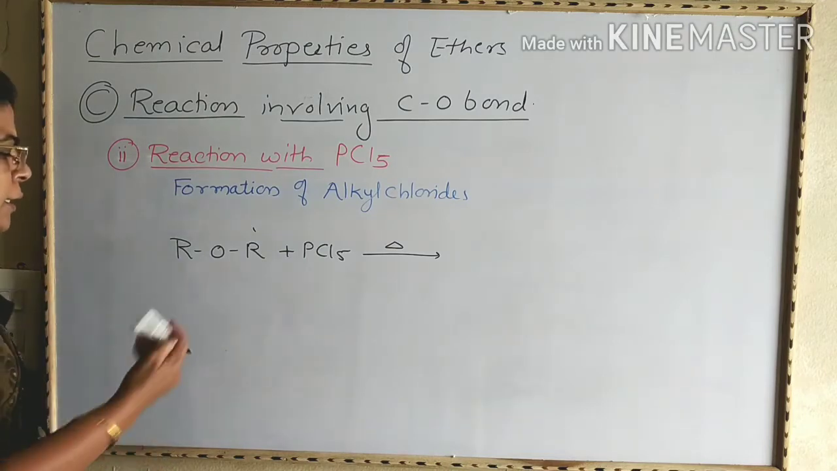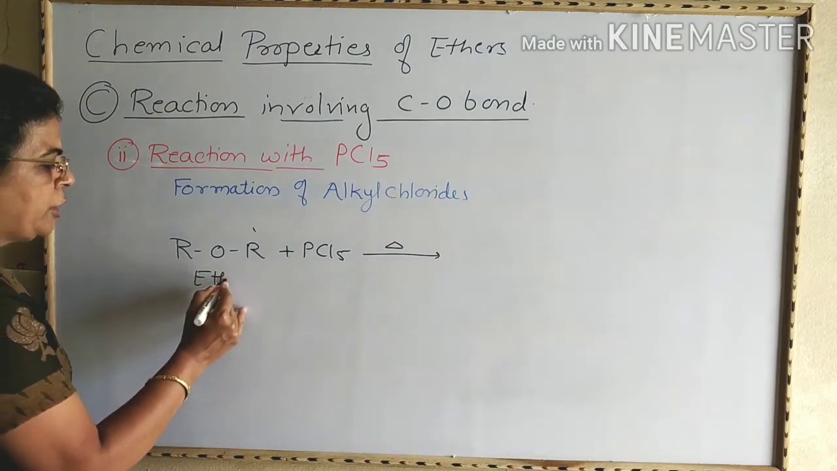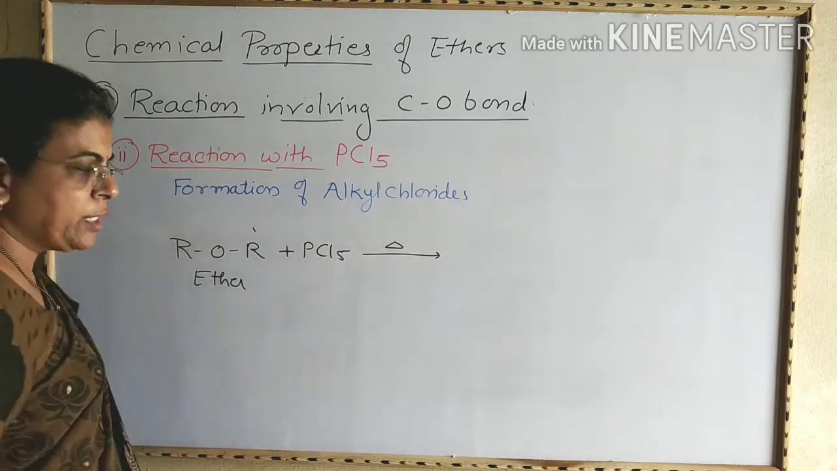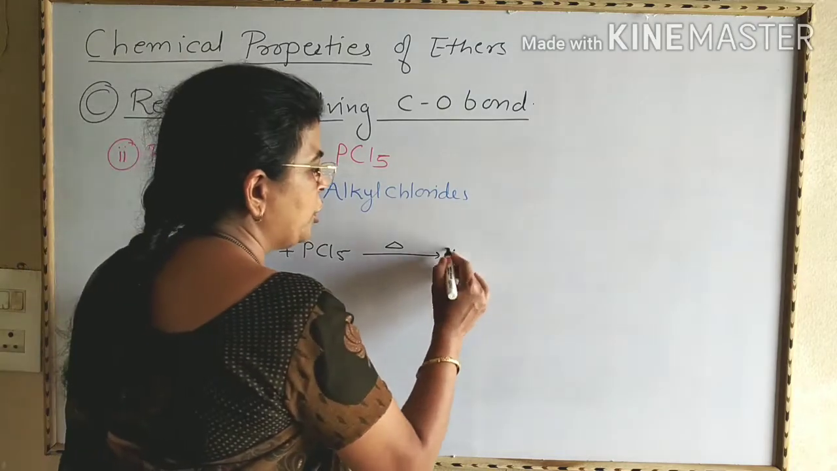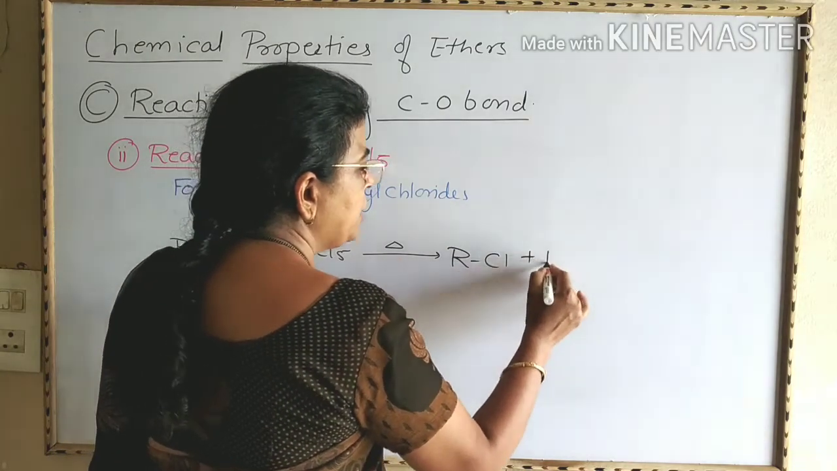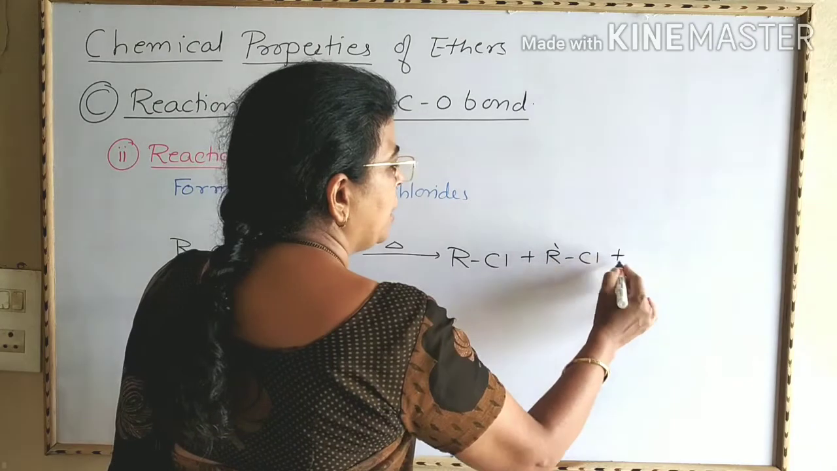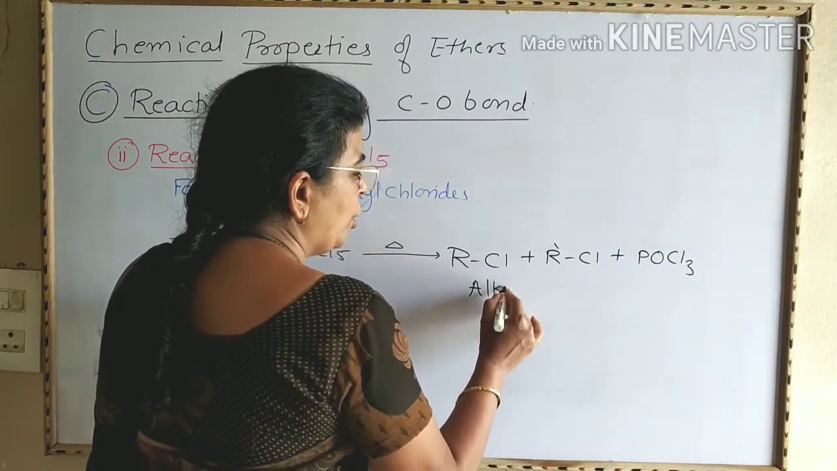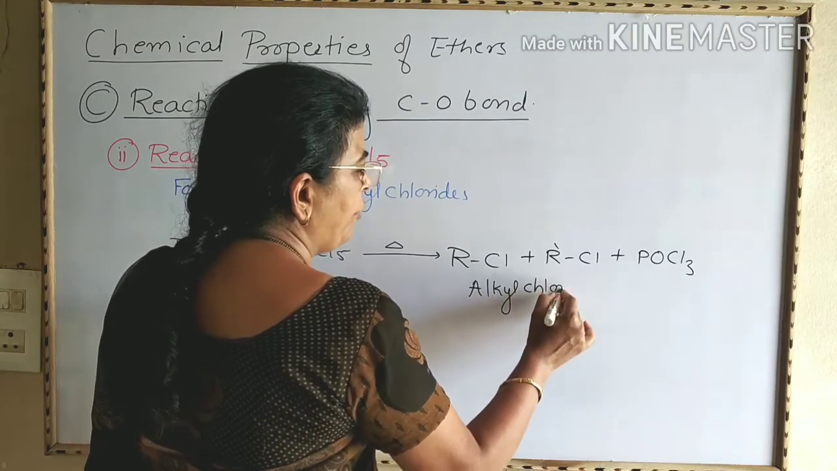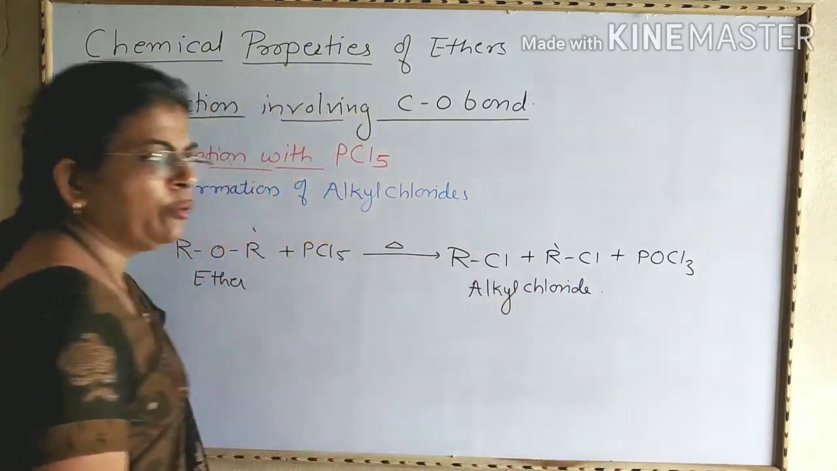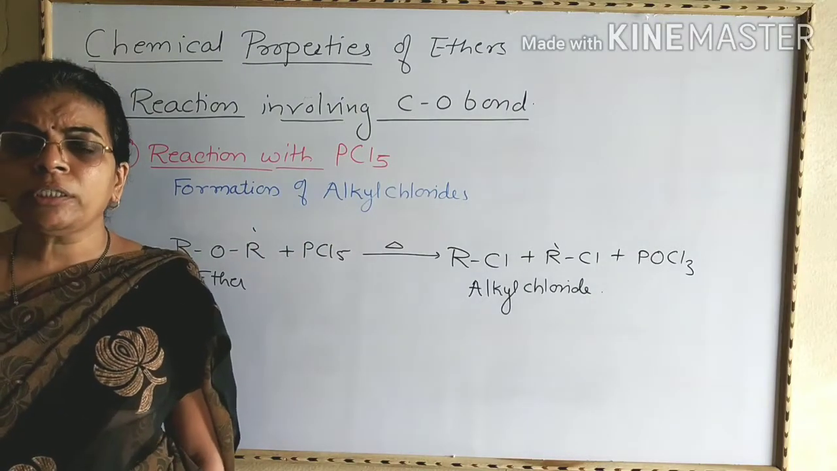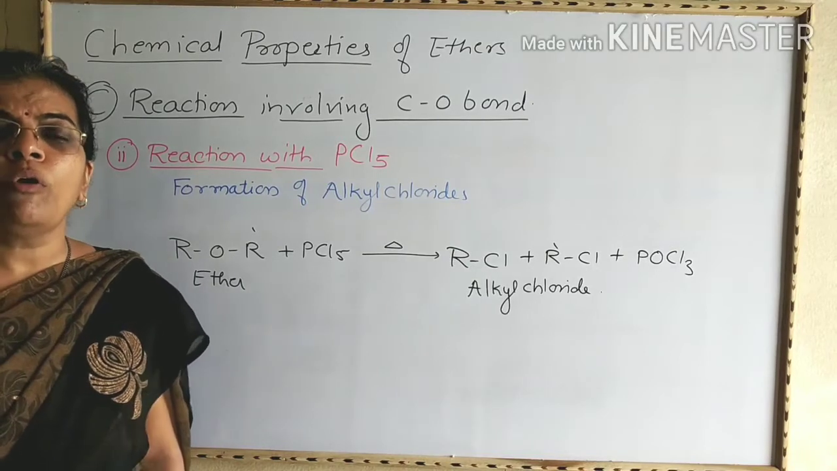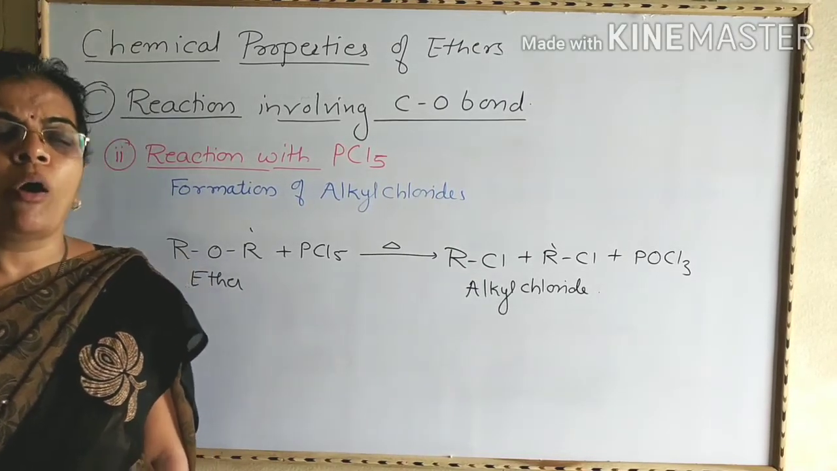Now it is ether, ROR'. When this compound is heated with phosphorus pentachloride or PCl5, then formation of RCl plus R'Cl plus POCl3 takes place. These are alkyl chlorides. Two different alkyl chlorides are formed if the reaction is carried out with mixed ether. If the reaction is carried out with simple ether, then two molecules of similar alkyl chlorides are obtained.